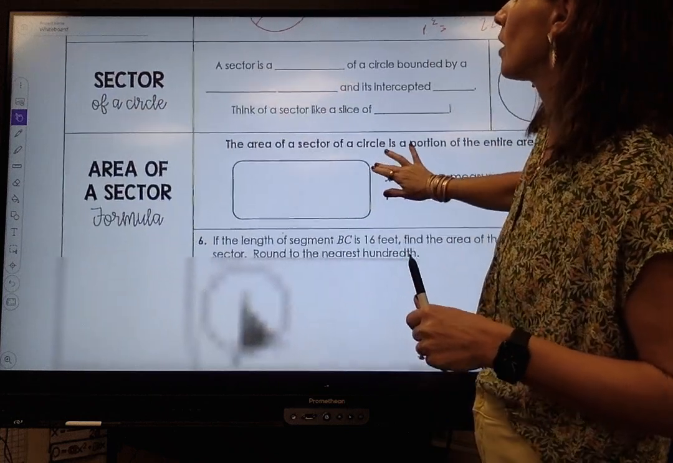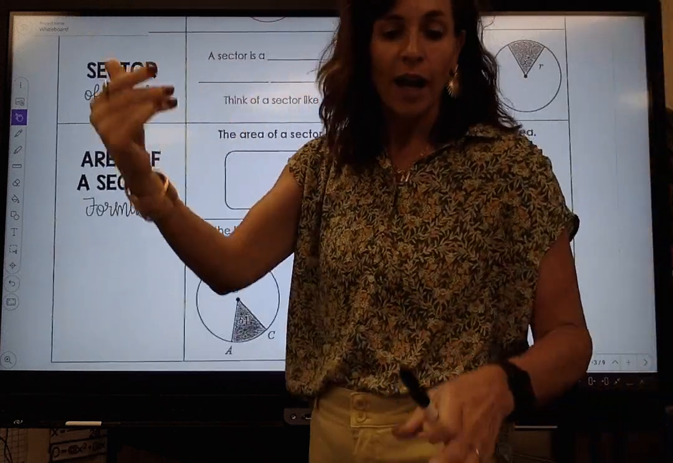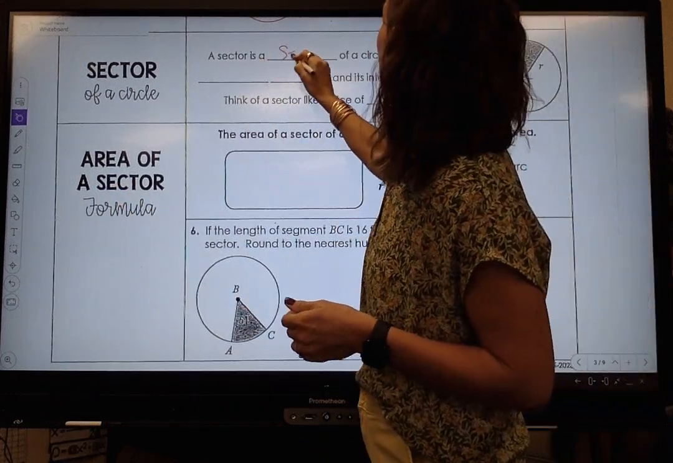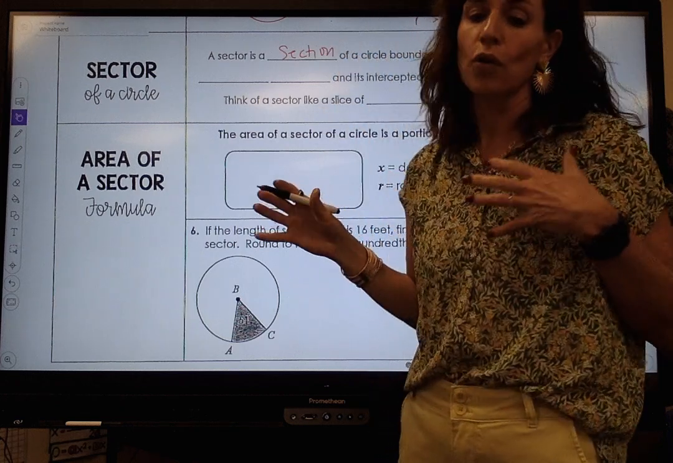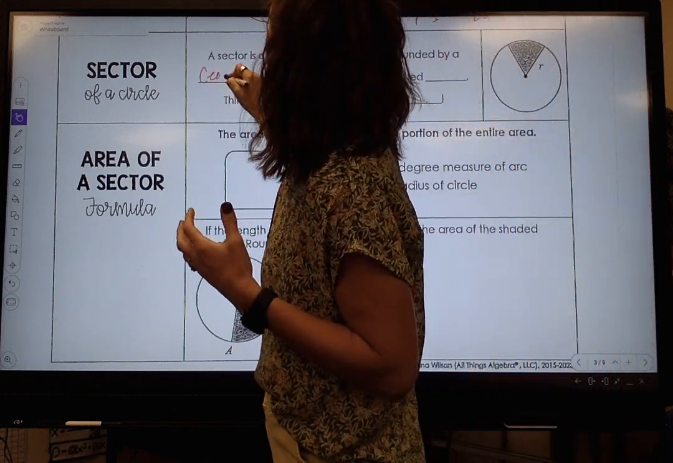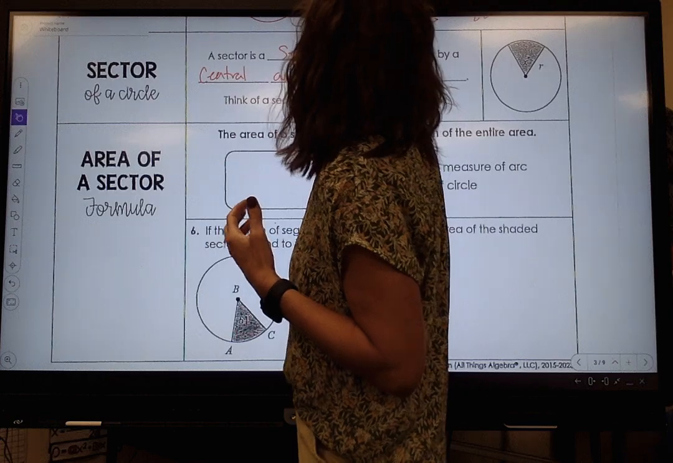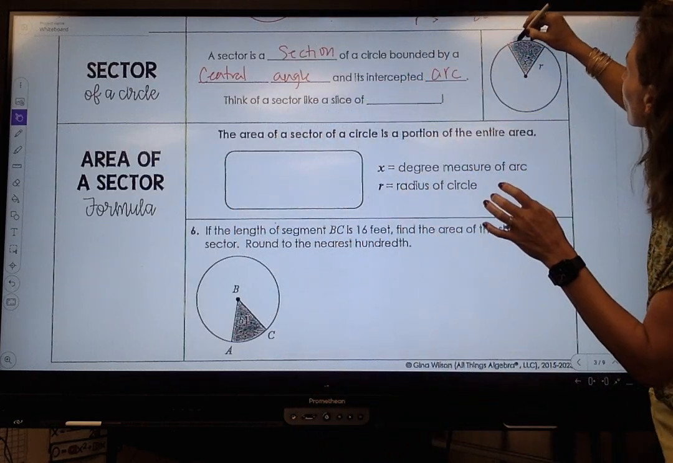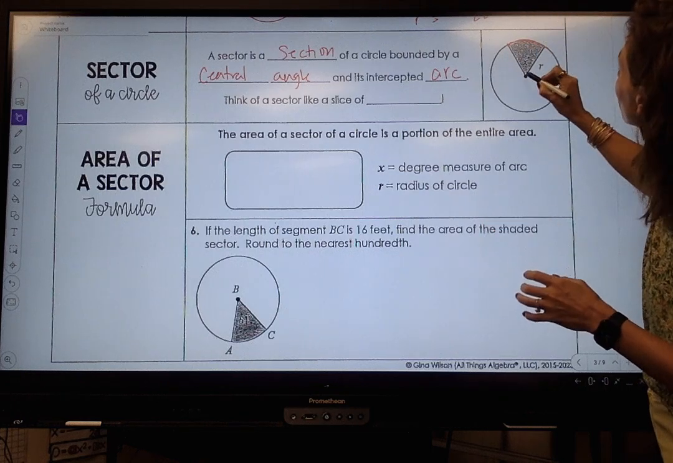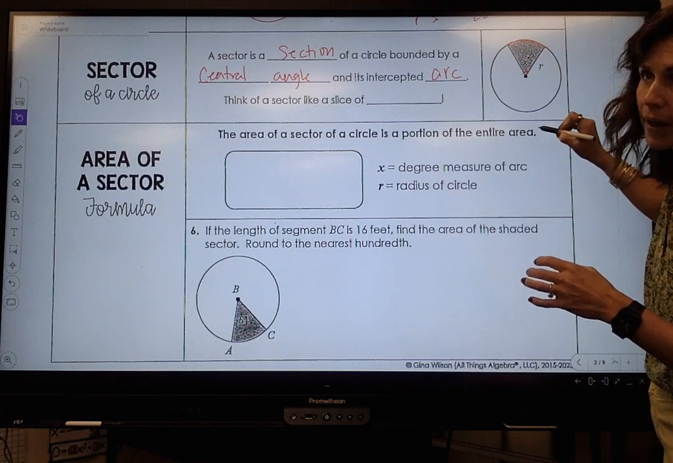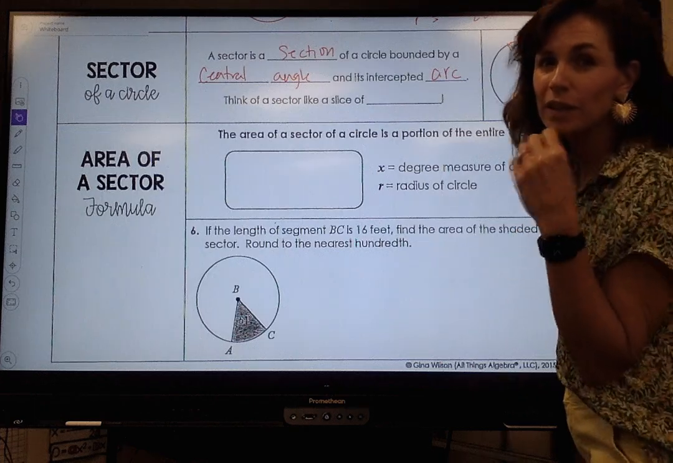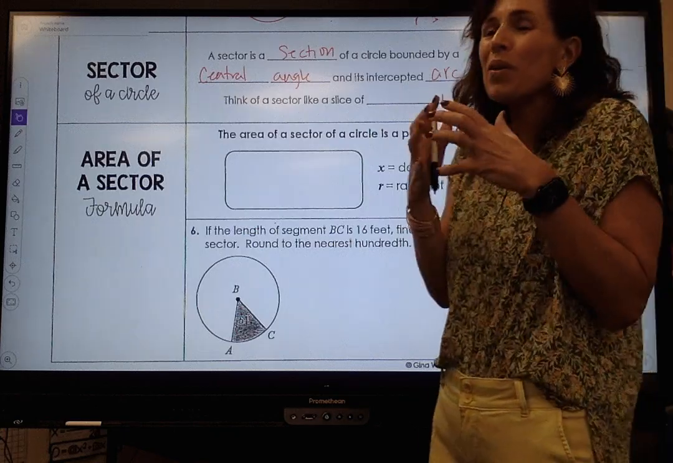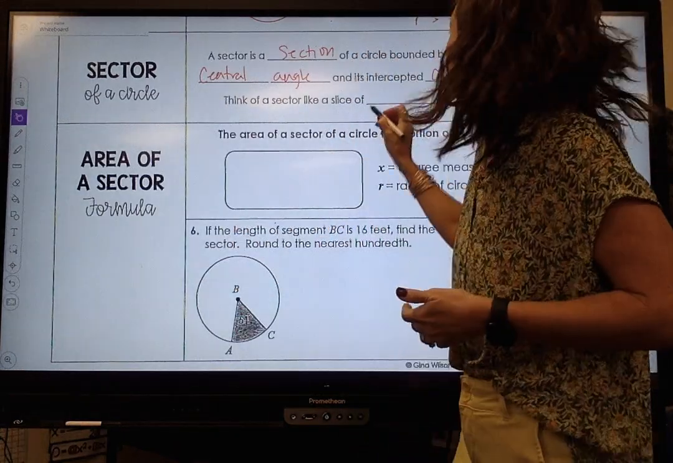Let's go down here and talk about the sector. What is a sector? It is just a portion. It's a section of a circle. So a sector is a section of a circle bounded by a central angle and its intercepted arc. So this is the arc right here that we're talking about, and this is a central angle, okay? So we haven't gotten those definitions yet, but here's my central angle, and that's the intercepted arc. So we want to think of a sector like it's a pizza.